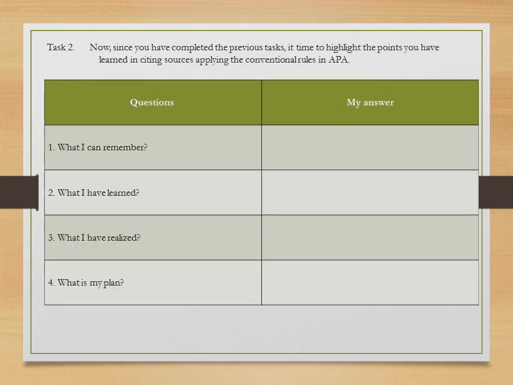Okay, so you have here Task 2. Now since you have completed the previous task, it is time to highlight the points you have learned in citing sources applying the conventional rules in APA style. So these are the questions which you need to answer at your own pace. First, what can I remember? What I have learned, what I have realized, and what is my plan? You answer this after this lesson.